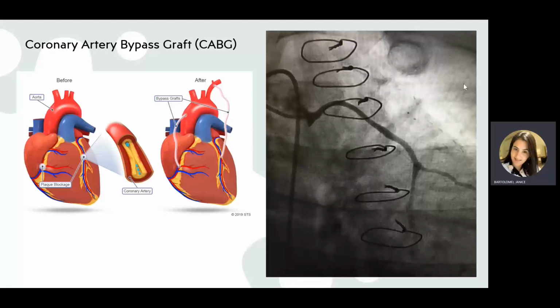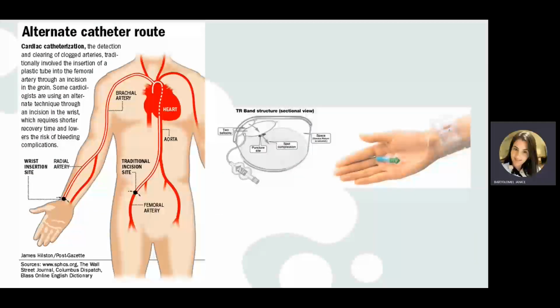But with the traditional ones, you might have a graft that they get from a different part of your body, or it's artificial, and they'll bypass it, like in the sample here, from your aorta to that coronary artery that is blocked, below the blockage. Okay, so basically you're bypassing the blockage.